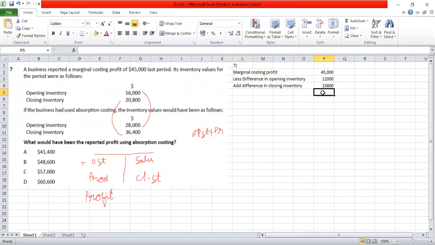So now find out what is the profit as per absorption costing. Here 45,000 minus 12,000 plus 48,600 is the profit as per absorption costing.